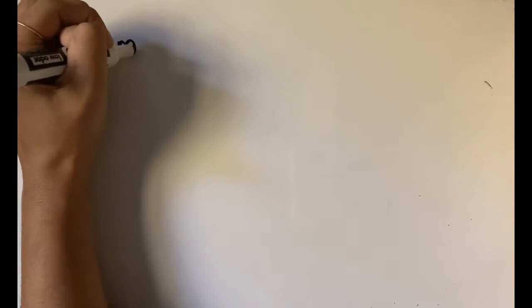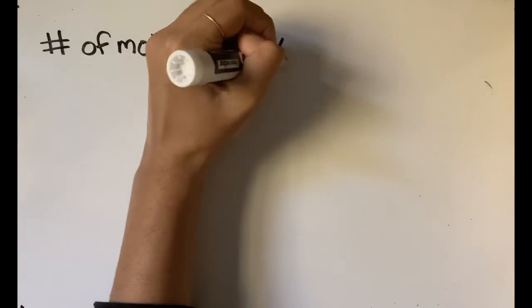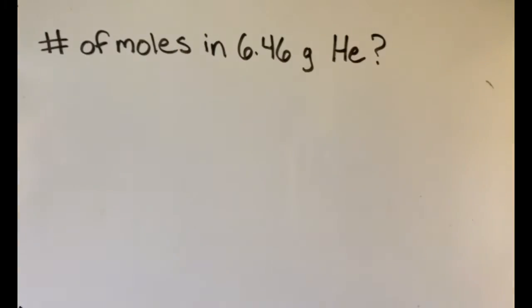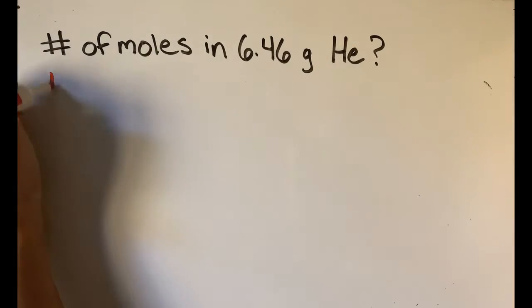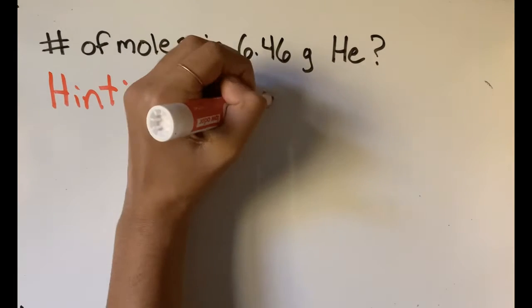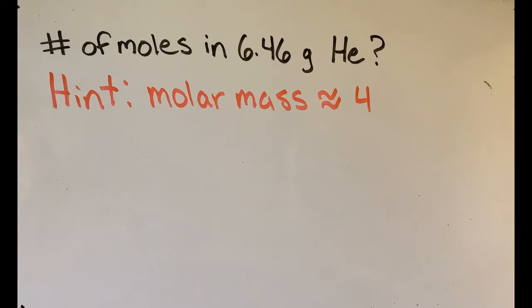Now you try an example on your own. How many moles are in 6.46 grams of helium? I'll give you a hint. The molar mass of helium is about 4 grams. Think about the relationships between molar mass, moles, and Avogadro's number as you do this problem. Come back next week to get the answer.